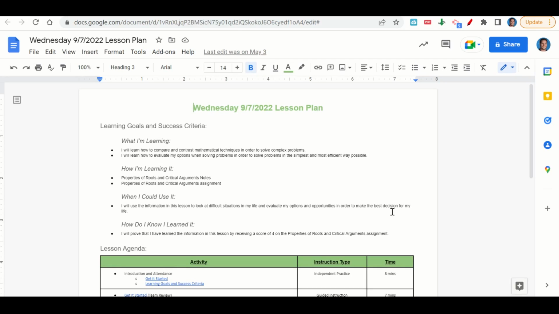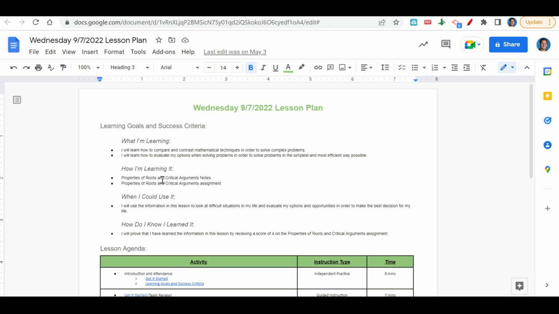Welcome everyone. Let's begin our lesson for today by going over our learning goals and success criteria. First, what are we learning? We're learning how to compare and contrast mathematical techniques in order to solve complex problems, and how to evaluate your options when solving problems in order to solve problems in the simplest and most efficient way possible.